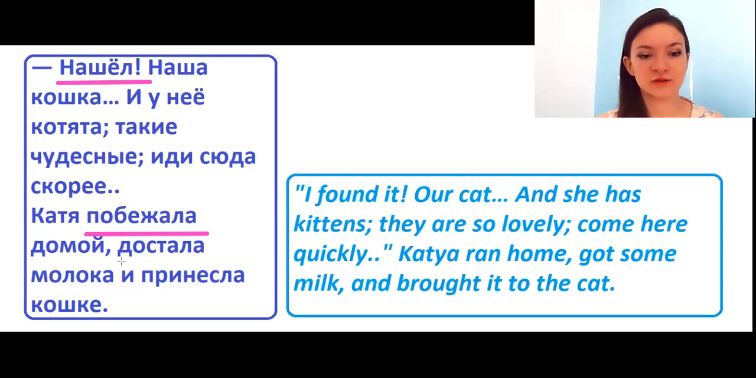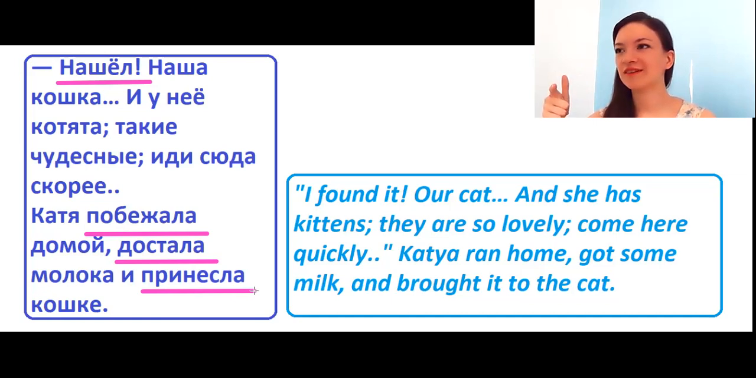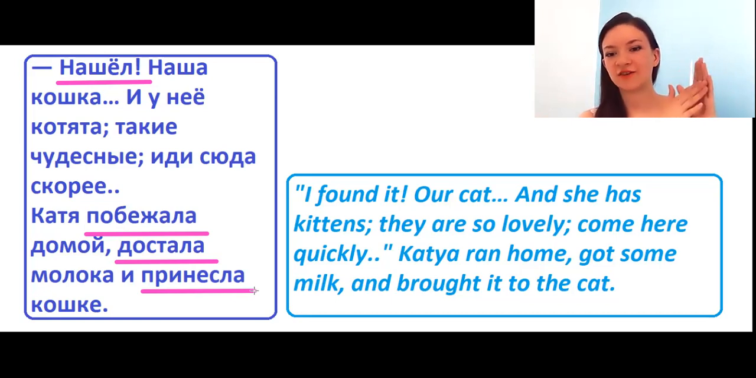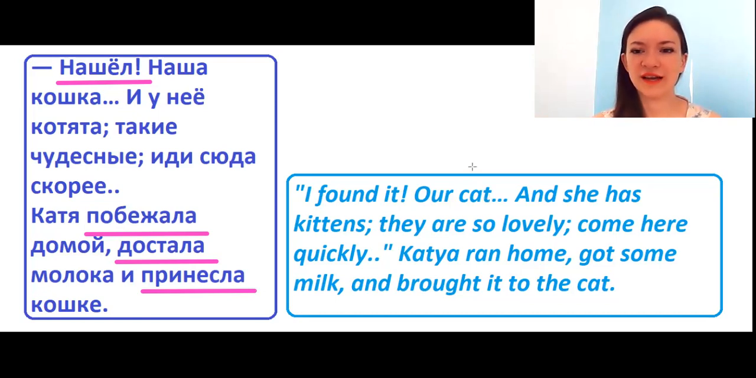Достала. It is also a finished action that happened only once. И принесла кошке. Принесла, like brought. Also, this happened once. This is, okay, I again forgot this word. Consequent, I think, or how do we say, yeah. This is not a simultaneous action, but you say it 1, 2, 3, like a chain of different actions, yeah. Sequent actions, I think you say. Okay.